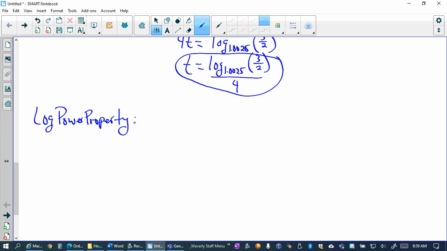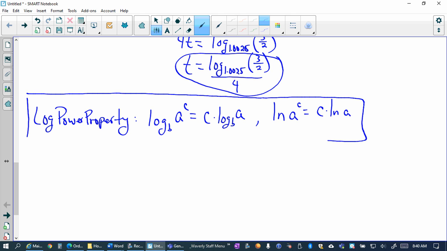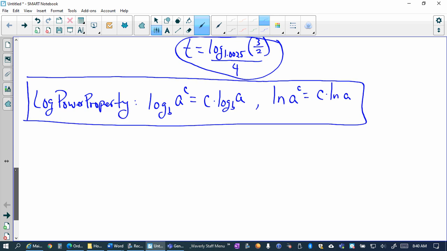And that just says if I have log base b of a to the c power, that exponent can come out front. We can rewrite it as c times log base b of a. Same with natural log, right? If we had natural log, which is the log base e of a to the c power, same thing. We can pull the c out front. Okay, so we'll use this property to solve the same problem in a slightly different way.